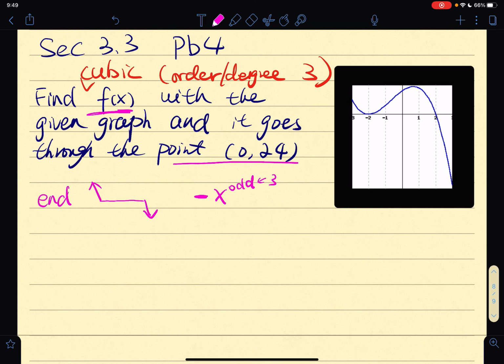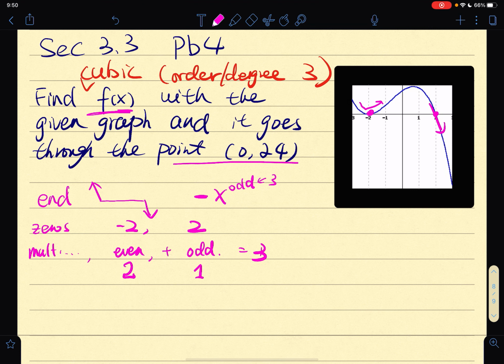The next thing I want to say is, what are my zeros? My zeros are supposed to be the points -2 and 2 according to the graph. That's where I touch my x-axis. The corresponding multiplicity: because this one bounced back, that must be an even multiplicity, and the other one goes across, so that must be an odd multiplicity. You do realize they should add up to 3. So in other words, this is multiplicity 2, this is multiplicity 1.